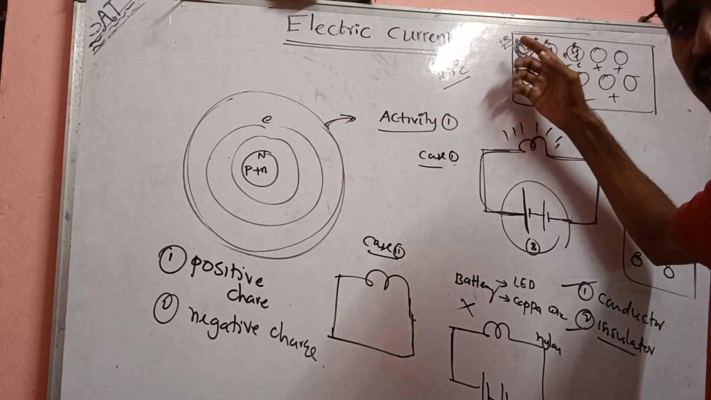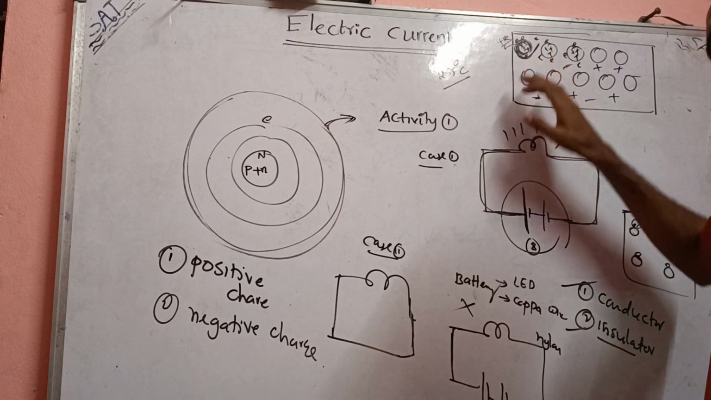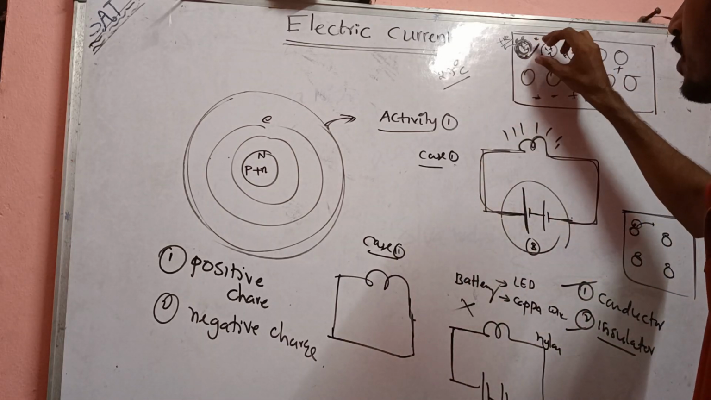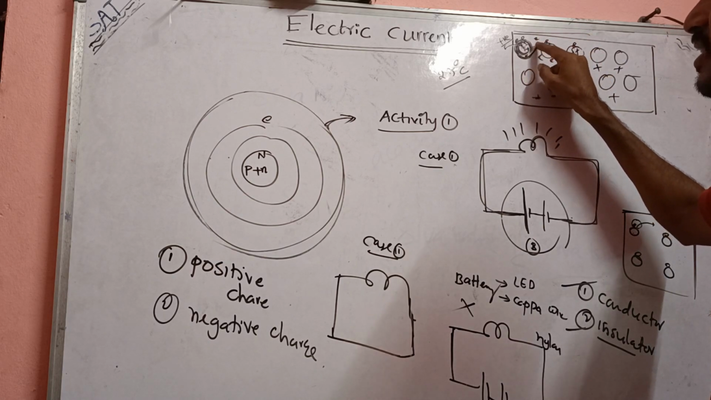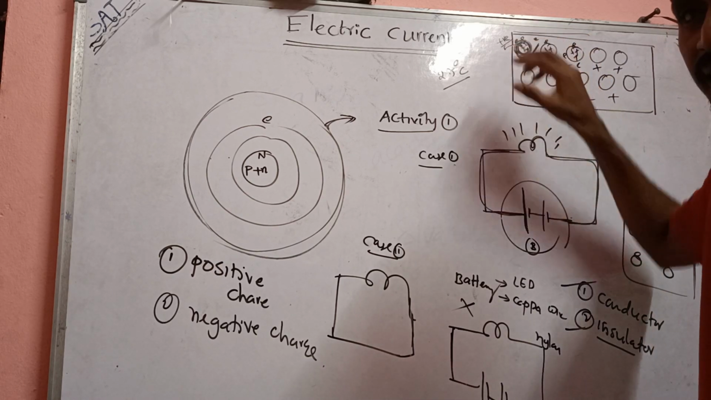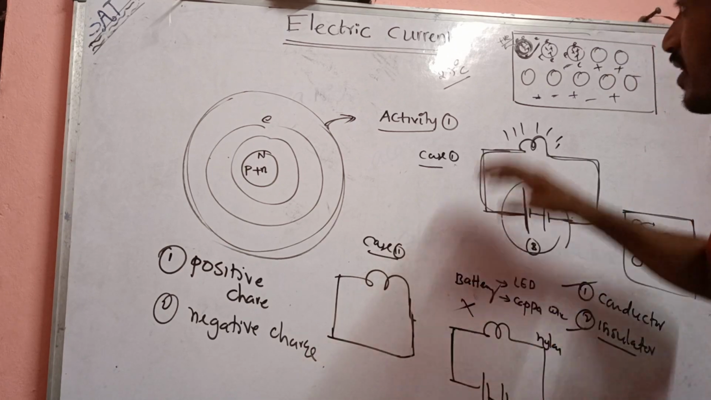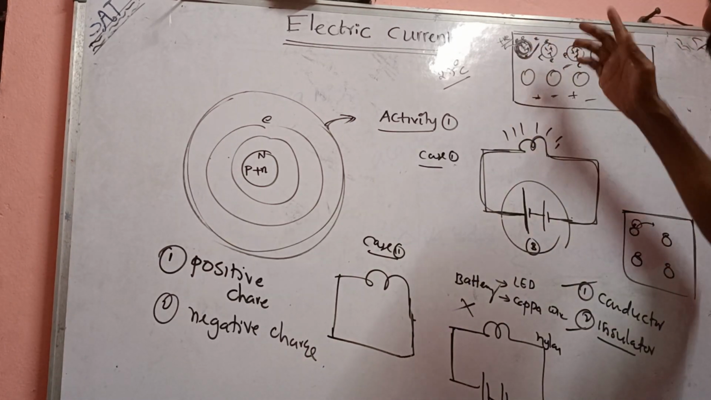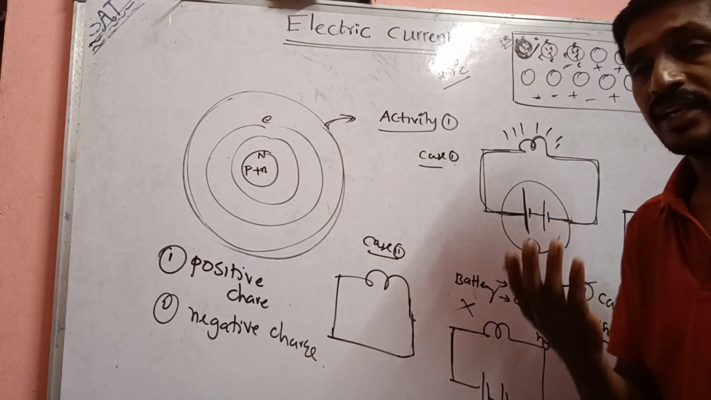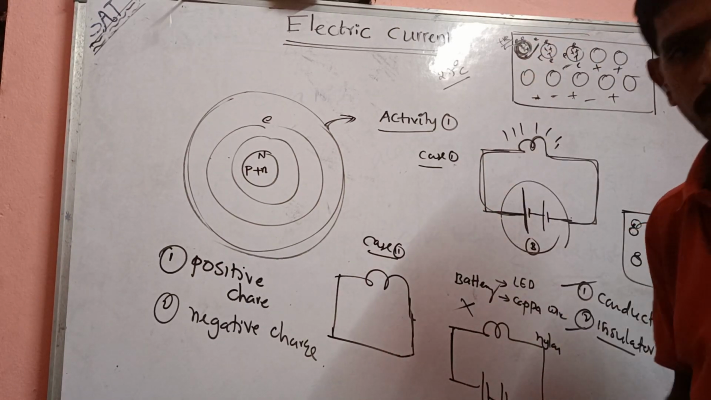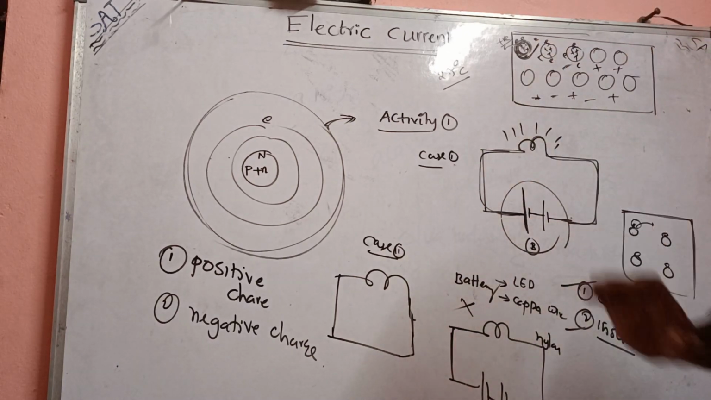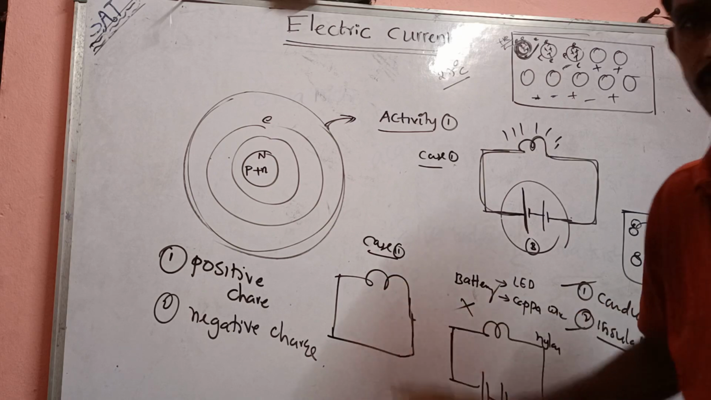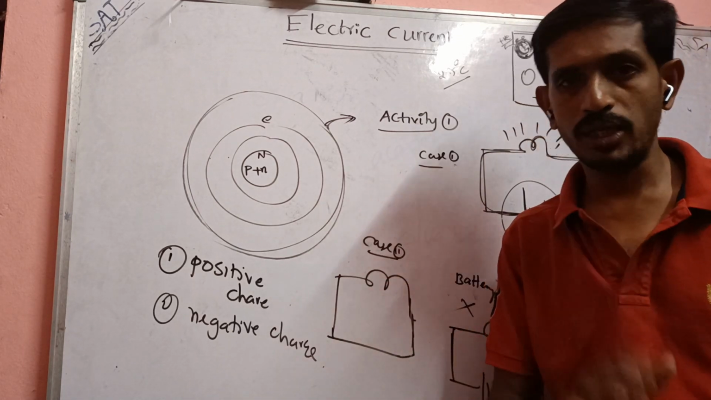Whenever an atom gains an electron, we can say that it is a negatively charged atom, because here, when it gains electrons, who is dominating? Electrons are dominating. So we can say that it is a negatively charged atom. If it loses an electron, who is dominating? The positive charge. So it is a positively charged atom or body. Like this, we can classify two types of charges, negative charge and positive charge.